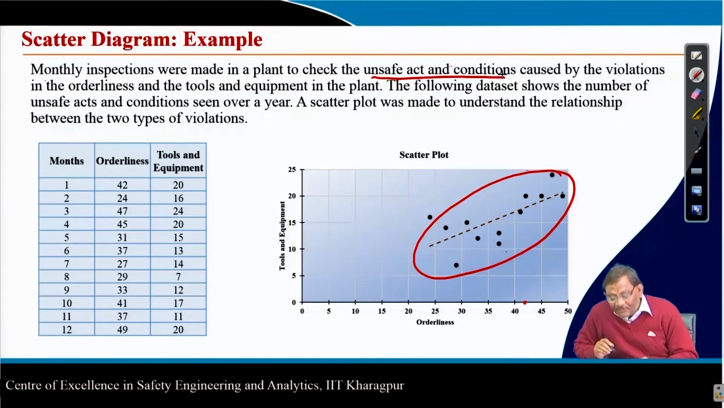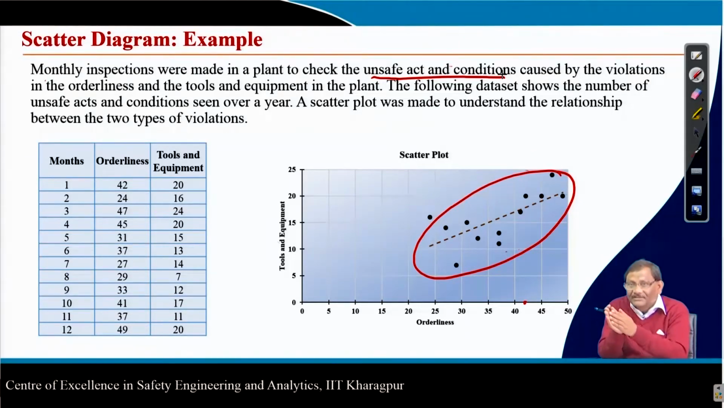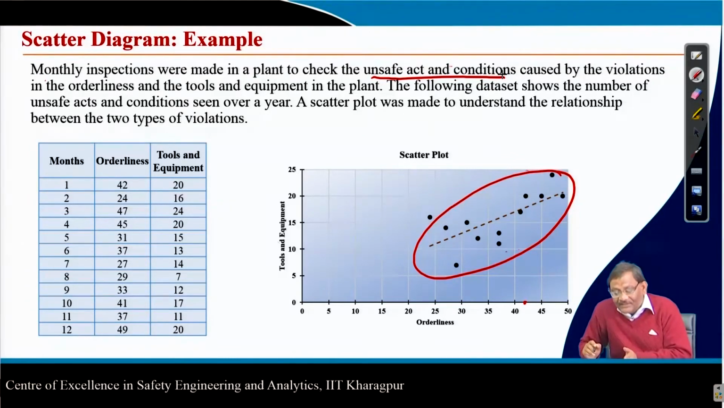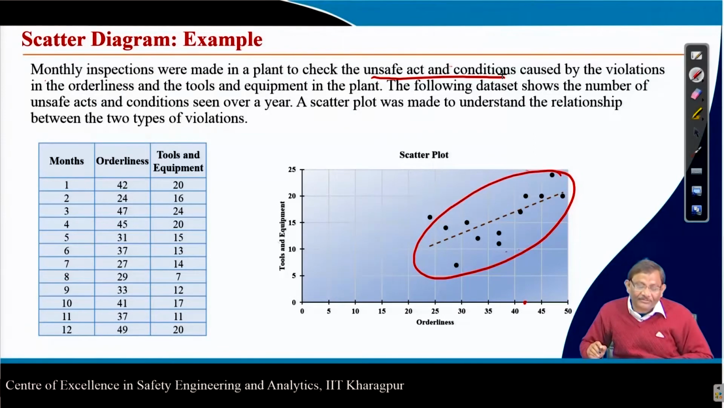That means the orderliness related unsafe acts and conditions, and tools and equipment related unsafe acts and conditions, that there is a positive relationship. It means if violation is increasing in terms of orderliness, at the same time it is increasing in terms of use of tools and equipment. So there may be some hidden other reasons why it is happening, but for the plant, what we consider, or the equipment, what we have considered, this phenomenon is increasing.